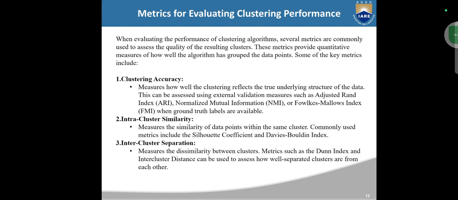Intra-cluster similarity measures the similarity of data points within the same cluster. Commonly used metrics include the silhouette coefficient and Dunn index. Intercluster separation measures the dissimilarity between clusters. Metrics such as the Davies-Bouldin index and intercluster distance can be used to assess how well separated clusters are from each other.